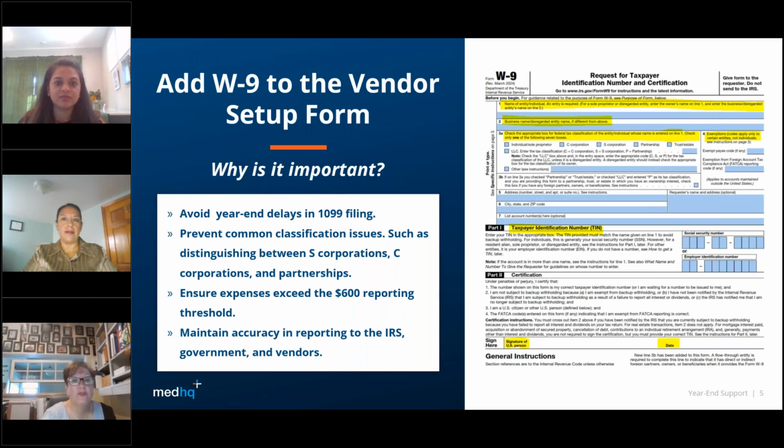An invoice is helpful for confirming the remit to address is correct for mailing payments. This ensures the vendor will receive the payment promptly. The forms would be emailed to the accounts payable medhq.com email address. The accounts payable department will enter the new vendor into the system and the vendor will be ready for invoice entry. Next slide, please.